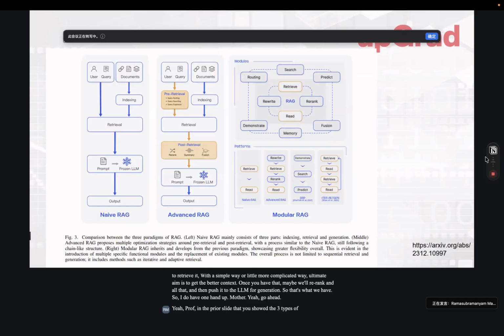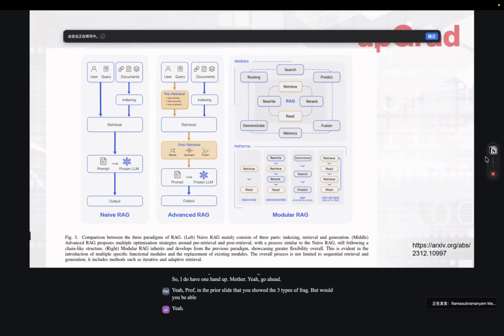Prof, in the prior slide that you showed the 3 types of RAG, would you be able to just explain with an example, like, for example, what is one of the cases wherein we're playing vanilla flavor? An example that really helps? Yeah, so the same example you can take, the previous one.